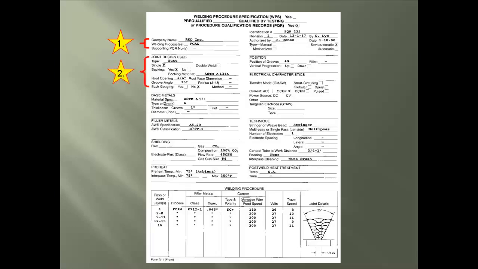Star number 2 will cover the line items for the joint design used. First we see the type of joint being used, which is a butt joint. Then, is it a single or double weld? Is there backing being required? Plus, what is the backing material being used? Now, we see the dimension callouts for the root opening, root face dimensions, groove angle, radius, if the J or U preparation is being used. Lastly, is back gouging required? And what method will be used if so?